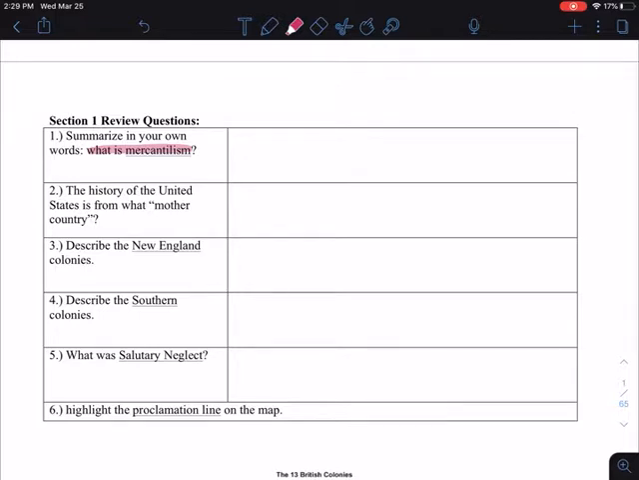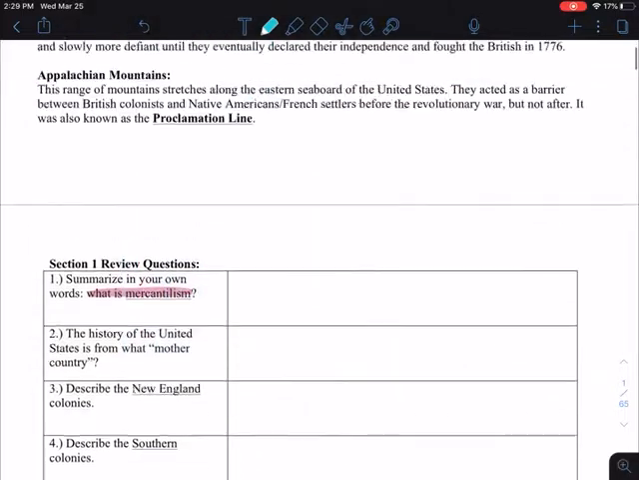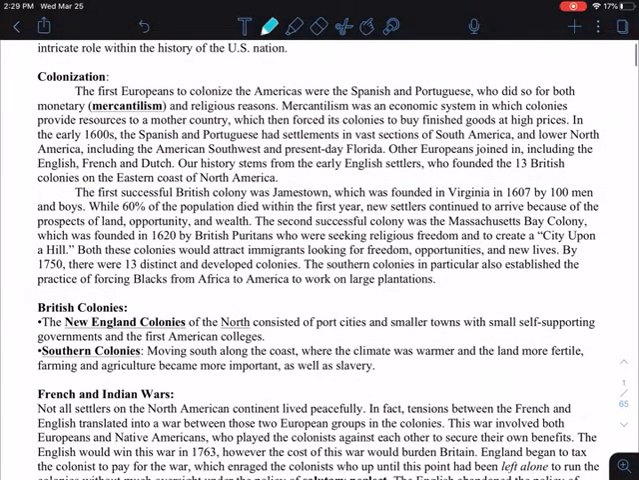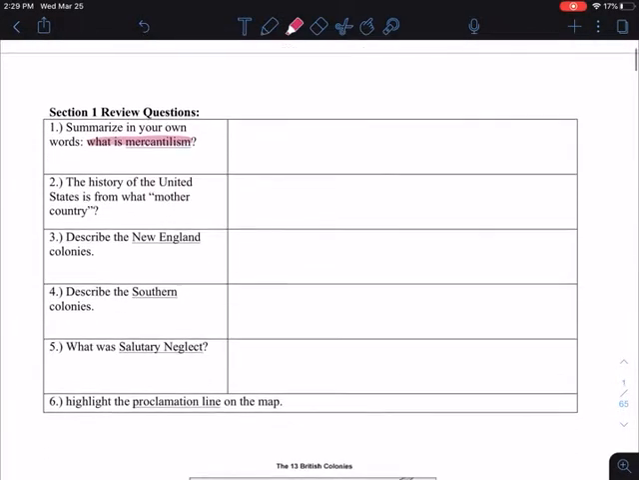Now, we have gone over mercantilism, I don't even know how many times. You went over it last year, but for giggles, let's go back up here and take a look. So we have mercantilism was an economic system in which colonies provided resources to the mother countries, which then forced its colonies to buy the finished goods at high prices. If you put something along the lines of trading only with the mother country, you might want to make sure that you say economic system, something along those lines.